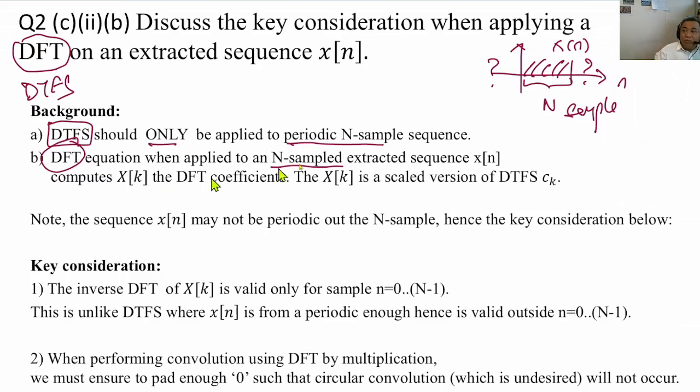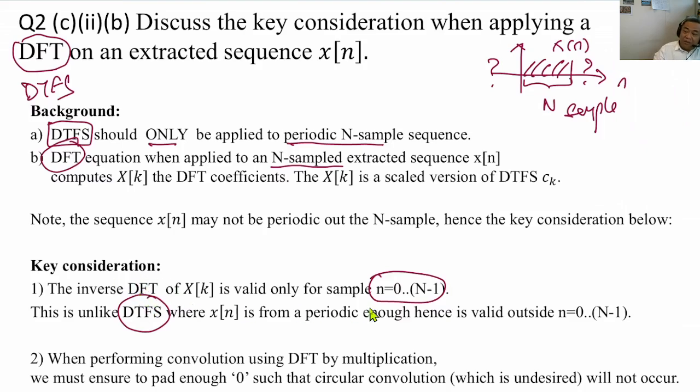Okay, so when the sequence is not really periodic, outside these N samples we actually have no idea what's happening. So you must be very careful that when we perform the inverse DFT, the result is only valid from 0 to N minus 1, the N samples of it. Outside it is not periodic, and we have no idea what the value is. This is unlike DTFS, where it really is from a periodic sequence, and we can see that this sequence keeps on repeating. So that's the key consideration when we are taking a DFT.